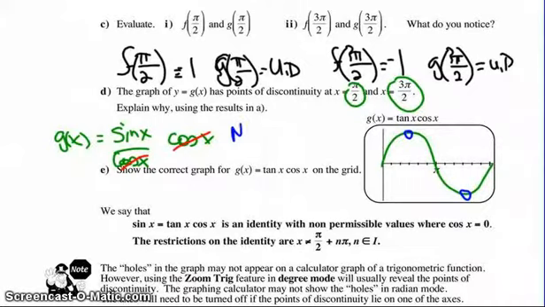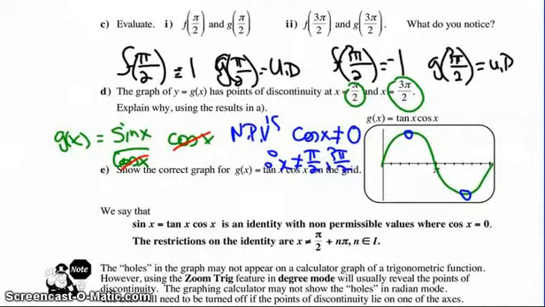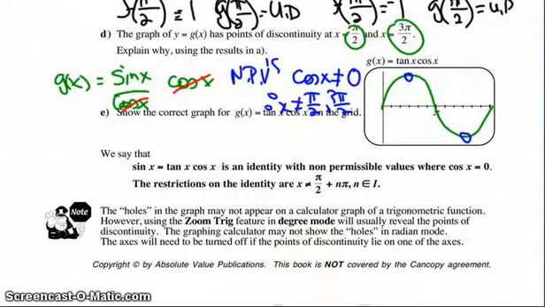Between 0 and 2 pi, the non-permissible values are that cosine x must not equal 0, and therefore x must not equal pi over 2 and 3 pi over 2. That's the reason why. The correct graph is the graph with the holes. As you ponder this, we say that sine x is an identity, but it has non-permissible values where cos x equals 0. The restrictions are pi over 2 plus n pi, where n is an integer.